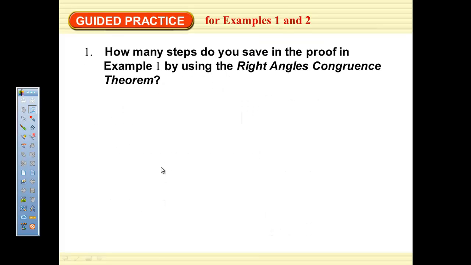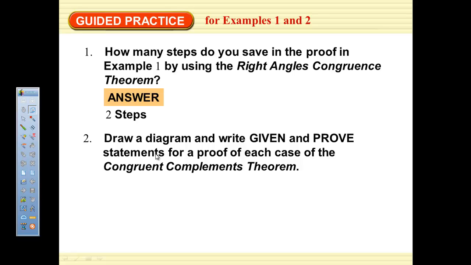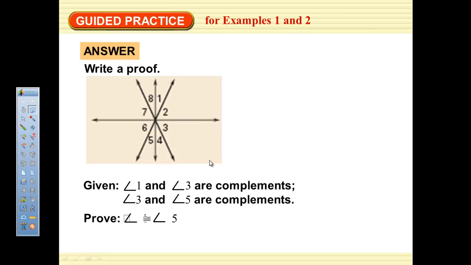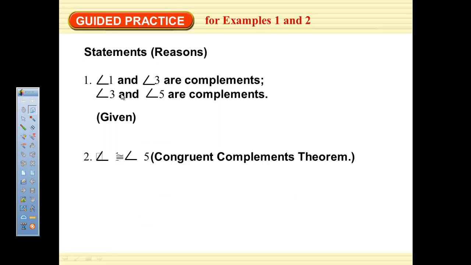For this last one, we want to actually write out a whole proof for congruent complements. Everybody's would be a little bit different, but here's an example of what it would look like, and it would be a very short proof. This is what the given and the proof would look like, very similar to the congruent supplements theorem. So we would have 1 and 3 are complements, 3 and 5 are complements, and we would want to prove that 1 and 5 are congruent. So we would simply state that they're given, and therefore, by the congruent complements theorem, we know 1 and 5 are going to be congruent as well.